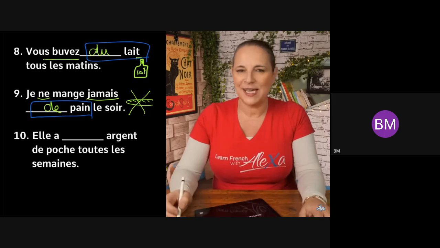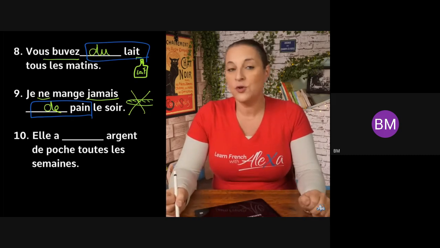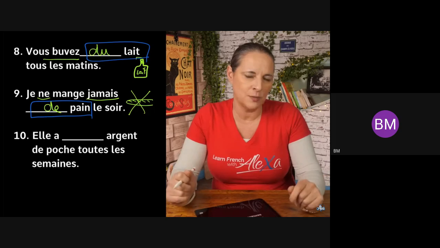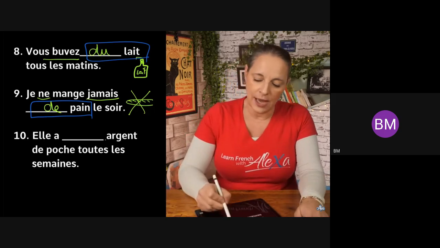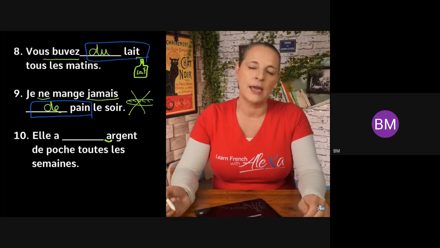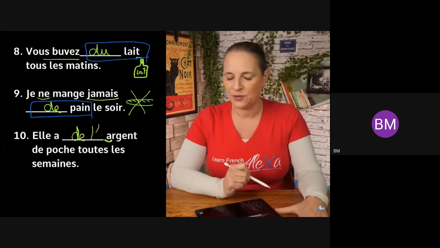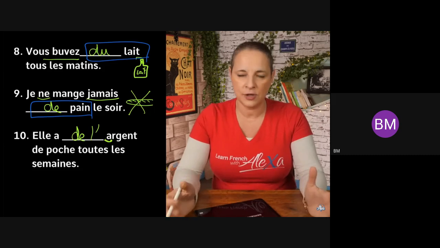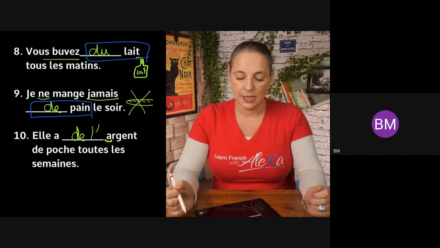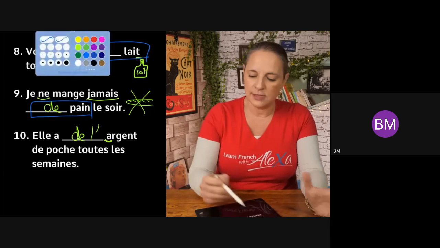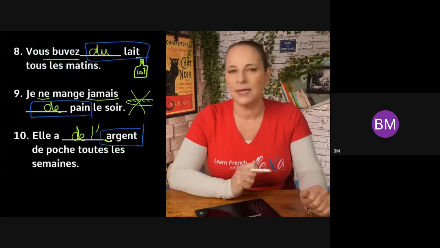Now, what would you say? Du argent de poche? De la argent de poche? De l'argent de poche? Des argent de poche? Well, here the word argent begins with an A, okay? And it is a vowel, so therefore we are going to say de l'apostrophe. Elle a de l'argent de poche toutes les semaines. She has pocket money every week. And by the way, argent, and this is for you, is masculine.